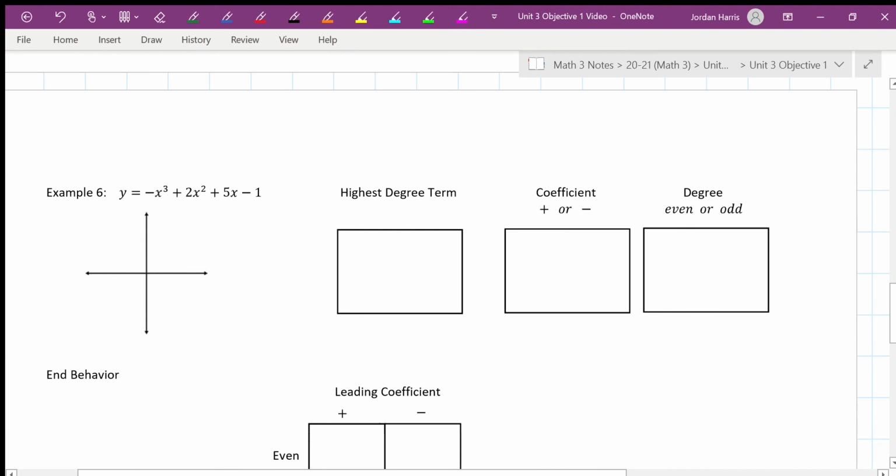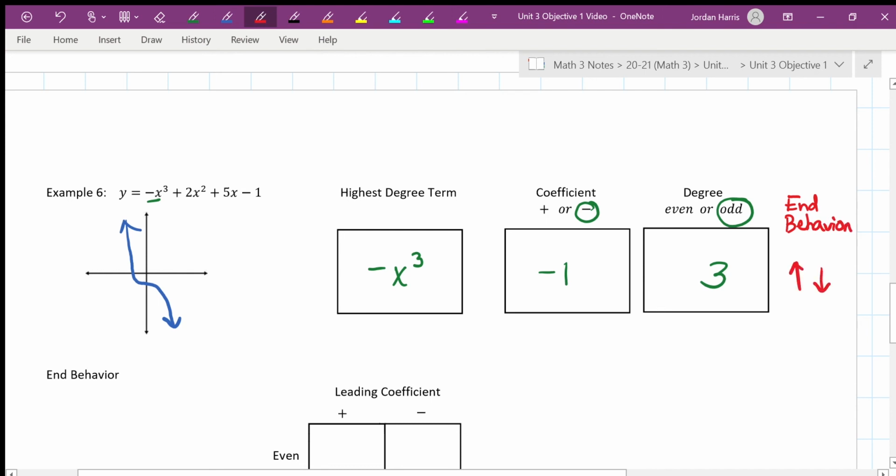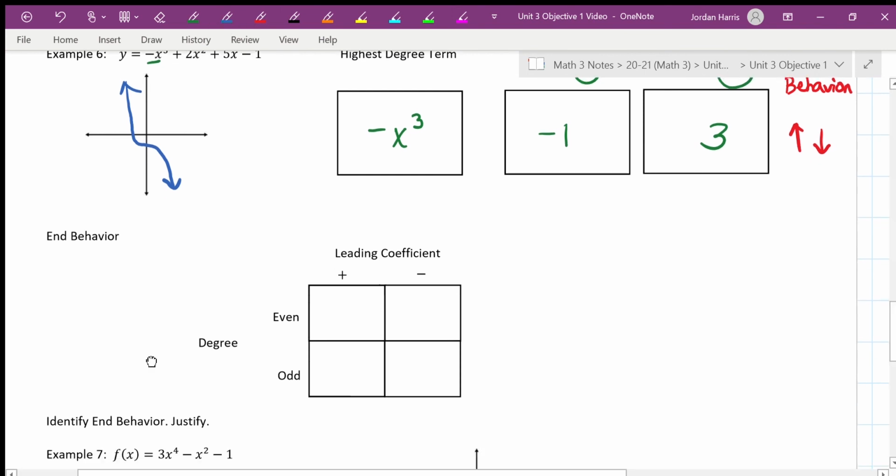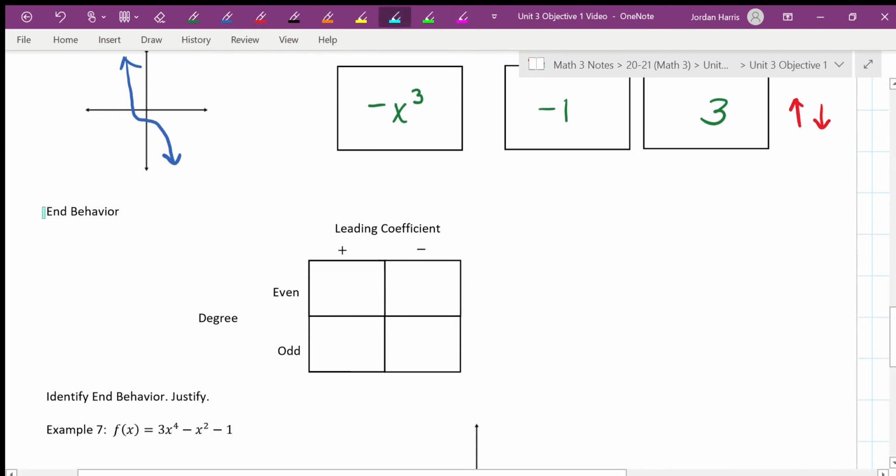Okay, example 6. Look at the leading coefficient. It's negative x cubed. A lot of people get stuck. Well, what's my coefficient? Don't forget, there's a 1, right? Negative 1 is my leading coefficient, so it's negative. My degree is 3, so that's odd. Kind of looks like this. There we go. So I get my end behavior then, which is up, down.